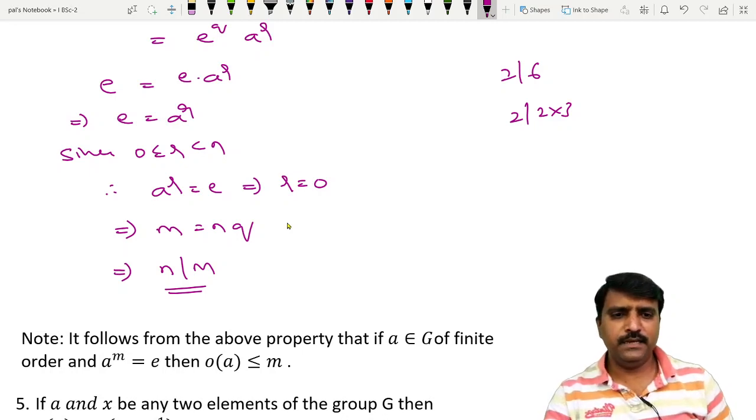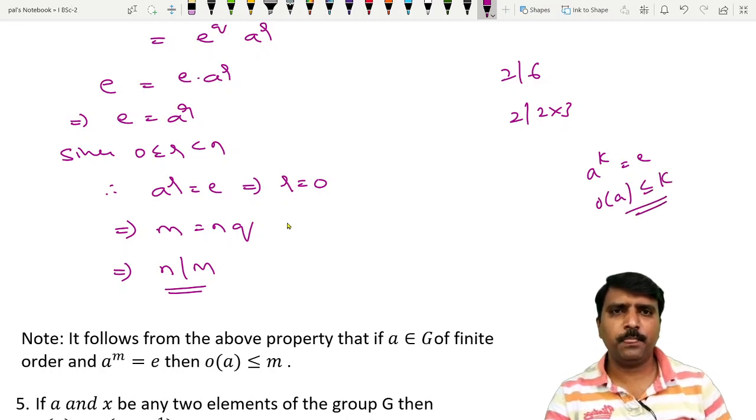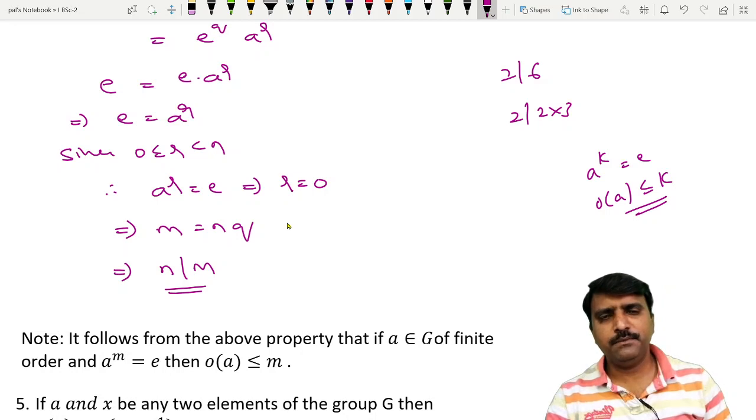So wherever you are given a to the power of some k is equal to e, we can write order of a is less than or equal to k. Okay, so it may be that the order of a is k, or it may be less than k.